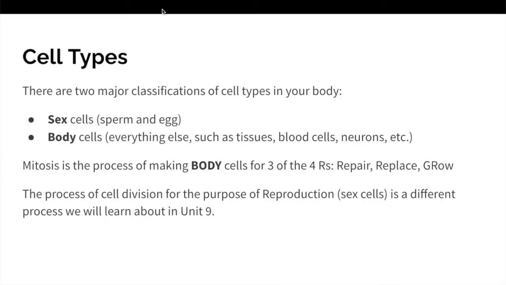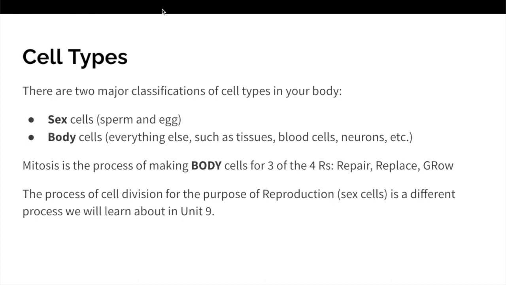First, I want to help you recognize that there are 2 major classifications of cell types in your body. We will be learning about sex cells, which are sperm and egg cells. So depending on your biological sex, you might produce sperm or egg. And then your body cells basically are the cells that make up everything else, such as tissues, blood cells, neurons, etc. And mitosis, which we were learning about, is the process of making more body cells for 3 of the 4 R's. That includes repair, replace, and grow. So we need to repair broken down cells or damaged cells. We need to replace cells that are worn out and for the organism to grow bigger.